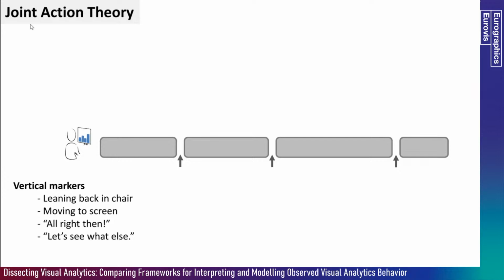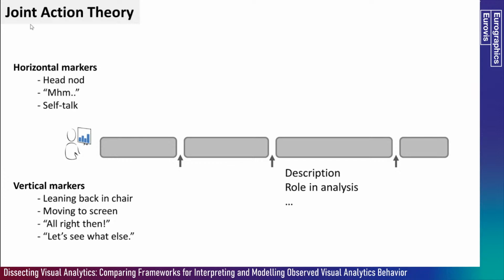Once the analysis is decomposed, the assumption is that the different lines of reasoning become apparent, and we should be able to describe the role of each part in the analysis as a whole. Additionally, if we are interested in the collaborative aspect of analysis, we can also look for horizontal markers, small nods, or self-talk, which explain how joint awareness is built, how the pair stays on the same page.